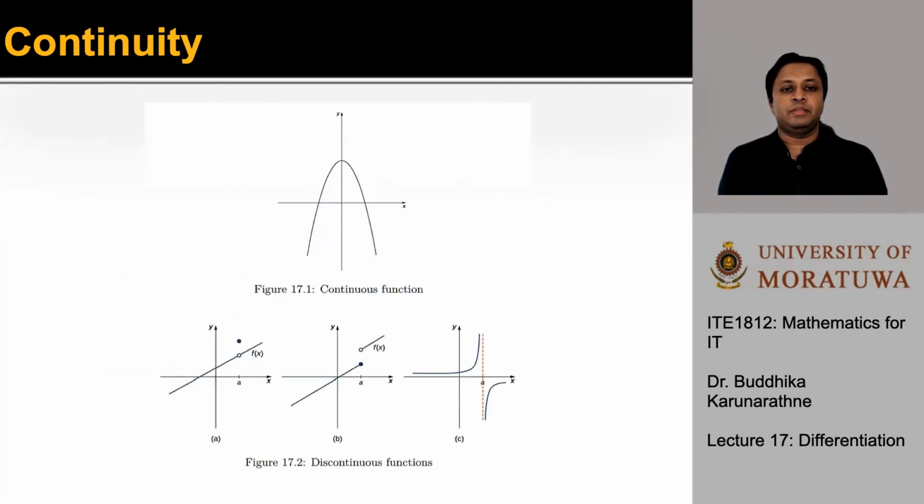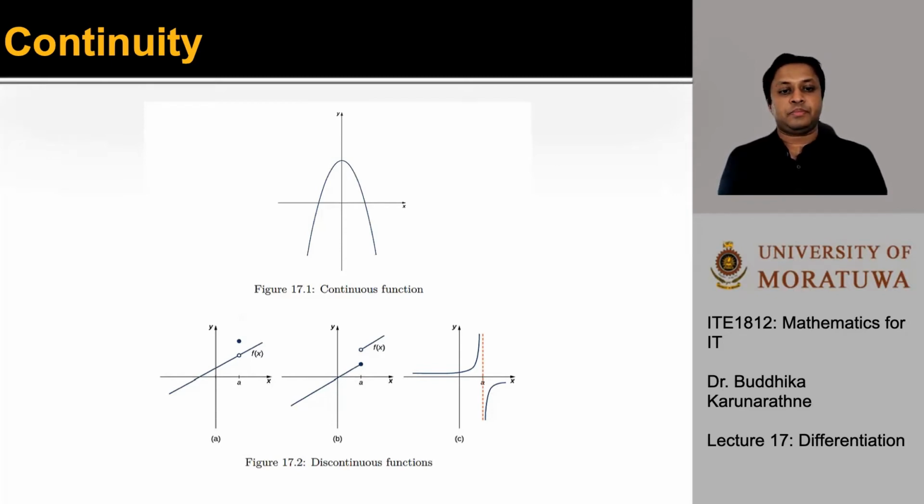So here are some examples. On the top, what you see is an example of a continuous function, figure 17.1. You see that it's an unbroken curve. There are no discontinuities. On the other hand, the graphs you see in figure 17.2 are examples of discontinuous functions. In parts A, B, and C, you can see that there are discontinuities. You can't draw them without lifting the pencil.